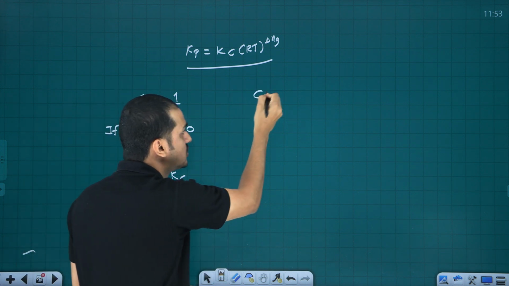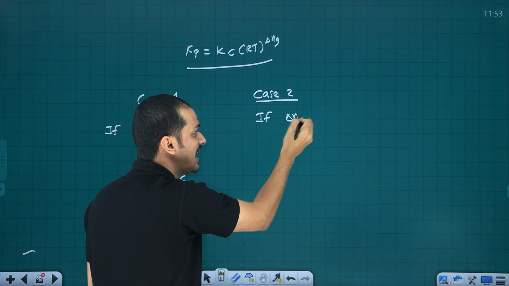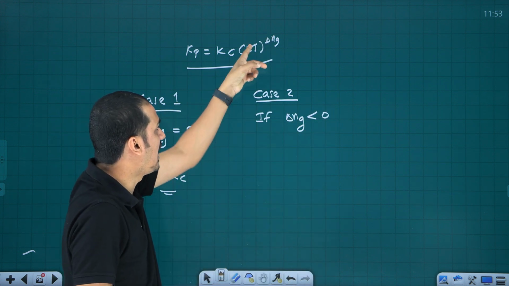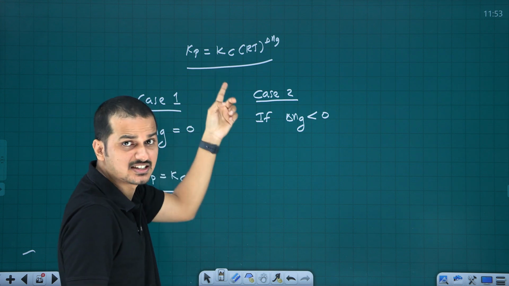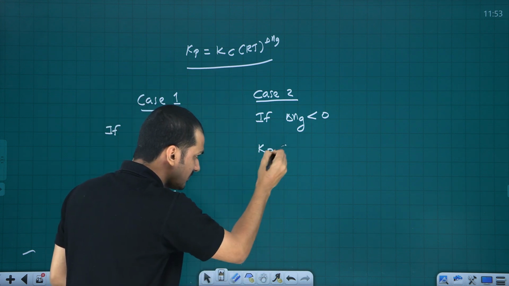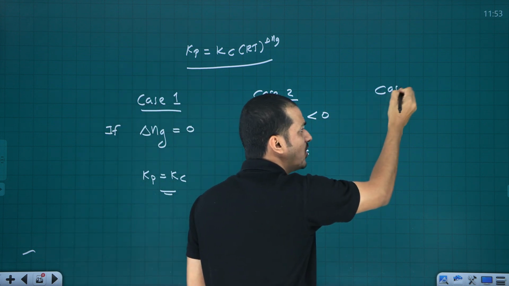Okay. And case 2, if delta Ng is less than 0, delta Ng is negative, that means RT will come in the denominator, Kc by RT raised to something. So that means the Kp value will be less than Kc. And case 3, what about case 3?